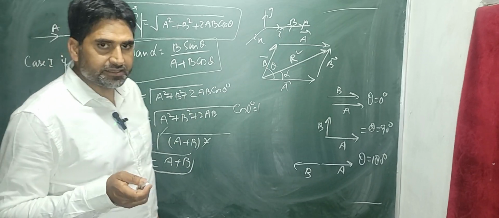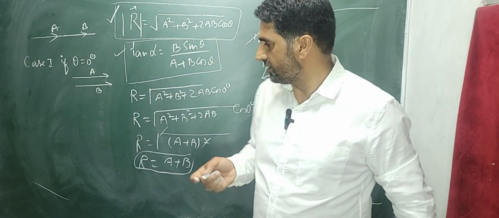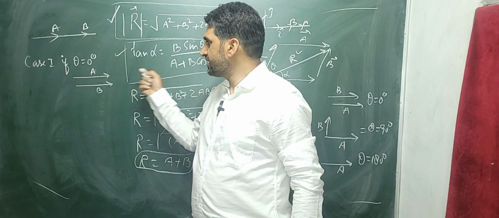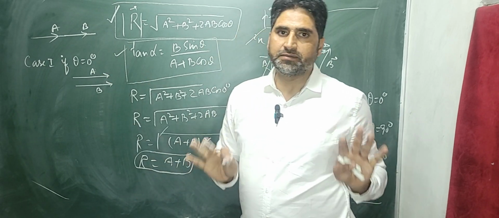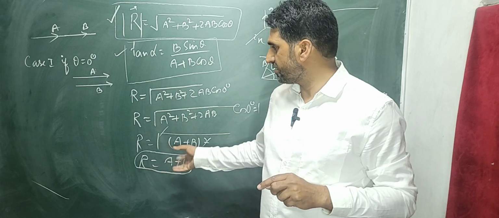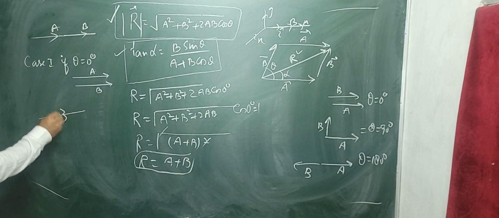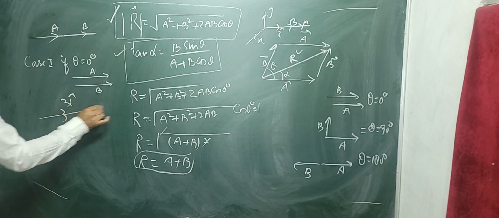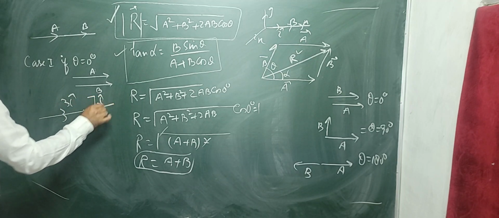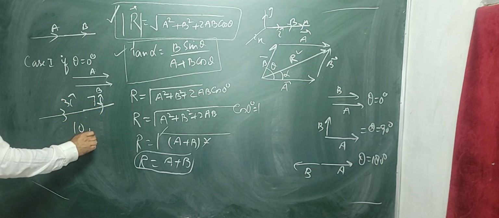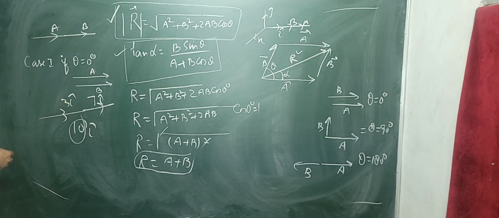This indicates that if the two vectors are parallel or moving in the same direction, you can take their algebraic sum. There's no need of vector sum. Just for example, if you have a 3i and a 7i, just add them to 10i. Magnitude is 10. You can simply add them algebraically.